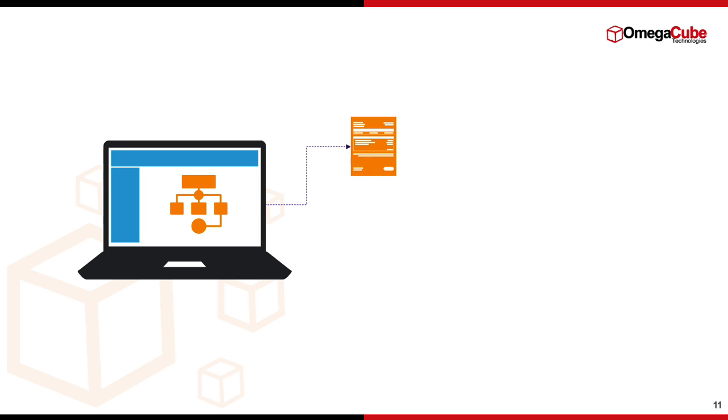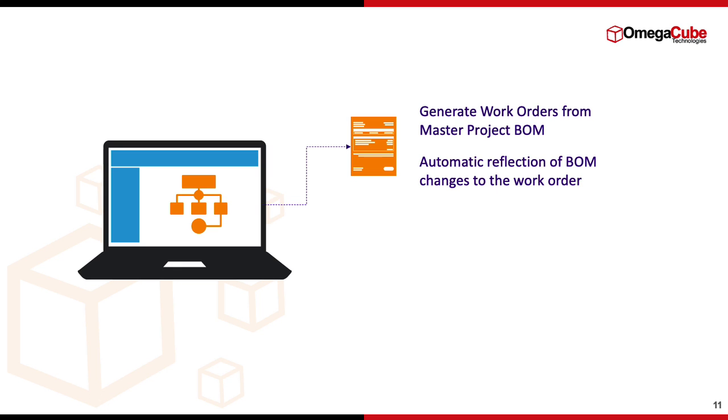Based on the master project BOM, a work order BOM can be generated. Any changes to the project BOM directly impact the work order BOM as well, thereby streamlining the entire process. You can also place purchase orders for material procurement against the created work order.